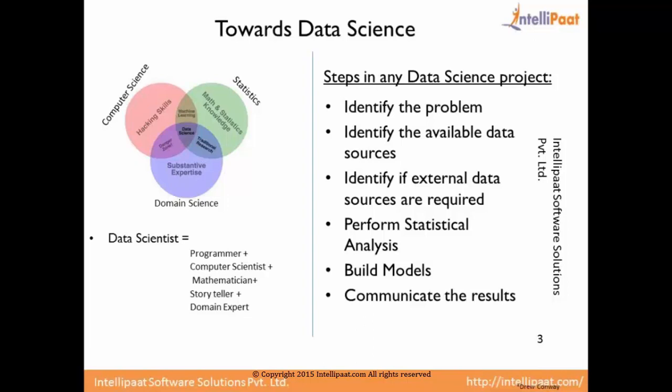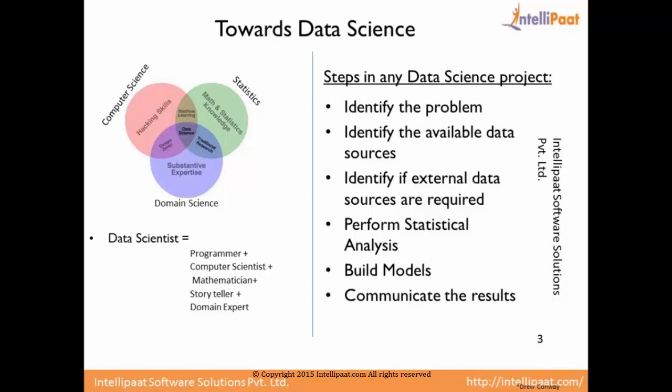Data sources: what I mean here is that, for example, if it is a customer relationship management problem, then you have to know all the details of the customer, whether he is coming from the northern part of India or the southern part of India, what is his age, what is his salary, where exactly he is staying. All these demographic data you have to have.